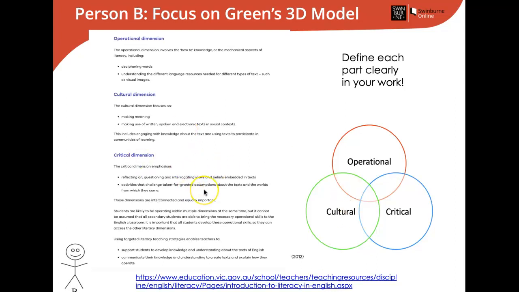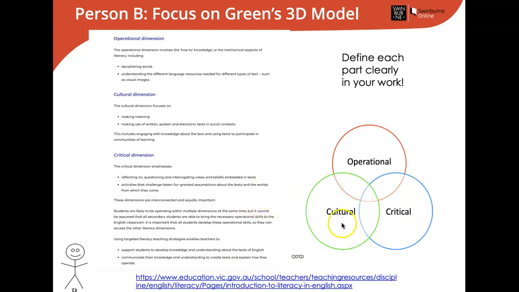We have the critical dimension, which obviously aligns with that critical text analysis part of the 4 resources model, and that's really getting kids to reflect on, question and interrogate views and beliefs embedded in text, and activities that challenge taken for granted assumptions about text.